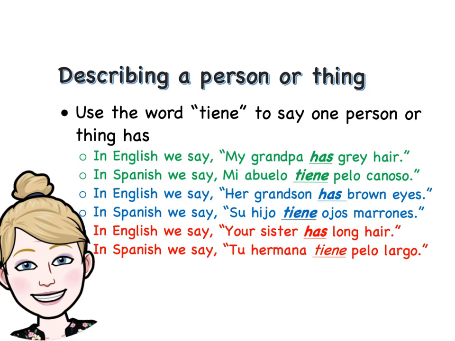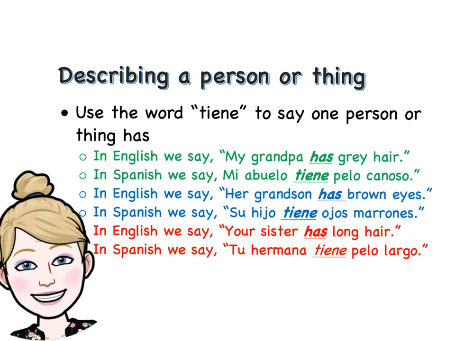Another strategy to describe a person is to use the word tiene, and it works just like it does in English also. In English, we say, my grandpa has gray hair. In Spanish, we say, mi abuelo tiene pelo canoso.